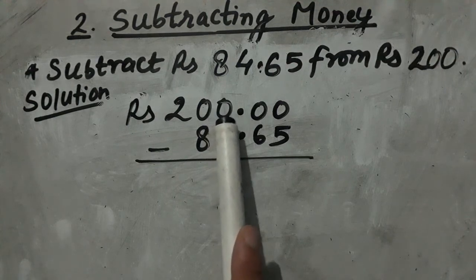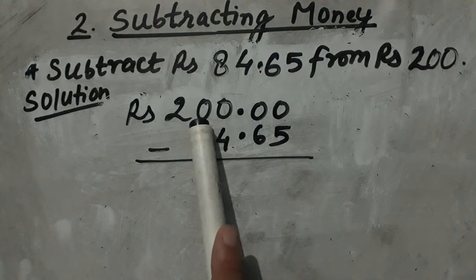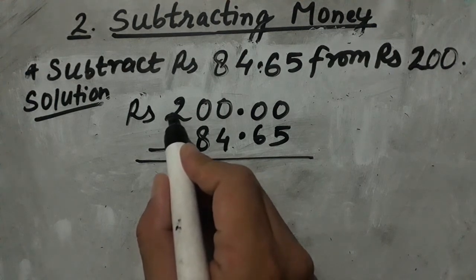Now we have to move towards the whole part. There is again 0. We cannot borrow. Again we have to move forward. Again there is 0. We cannot take a borrow. Now again we have to move forward. There is 2. Now we can take a borrow.